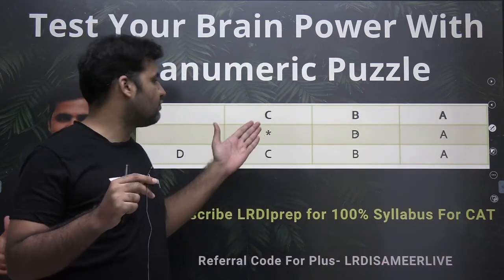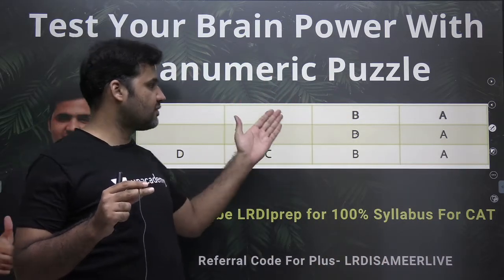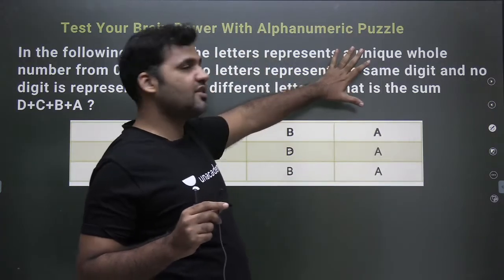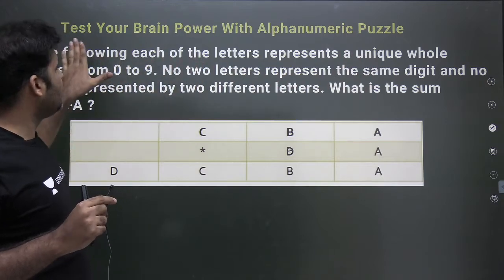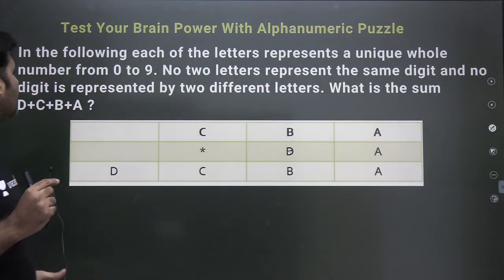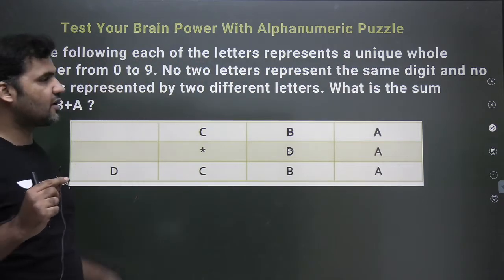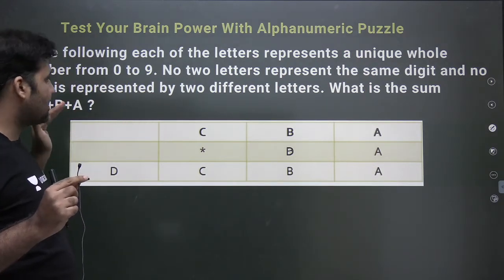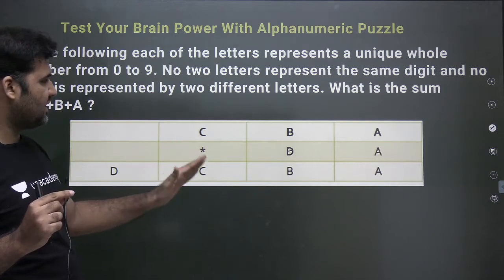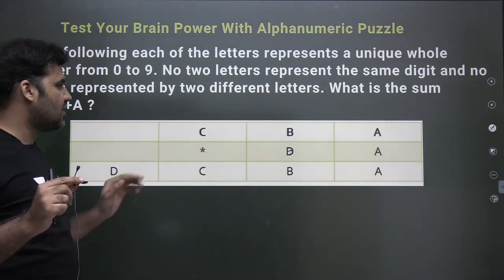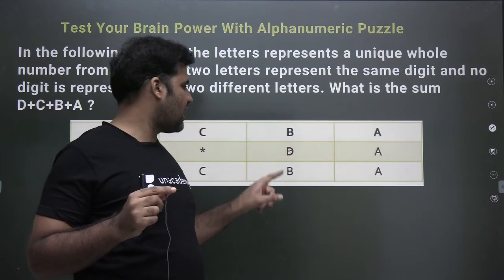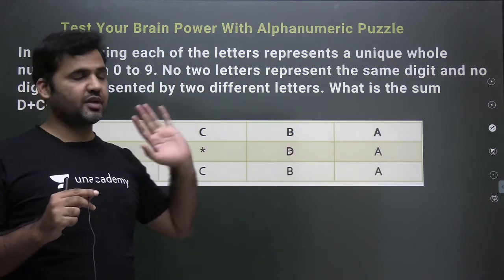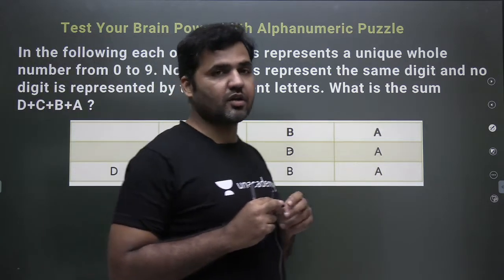You're supposed to tell what are these letters, right? These letters, what are the numbers which will be represented by these letters. So standard instruction is same, that each of the letter represent a unique whole number from 0 to 9. No two letter represent the same digit and no digit is represented by two different letters. What is the sum of D plus C plus B plus A? So CBA multiplied by BA is equal to DCBA. That is the puzzle that we are going to solve here.